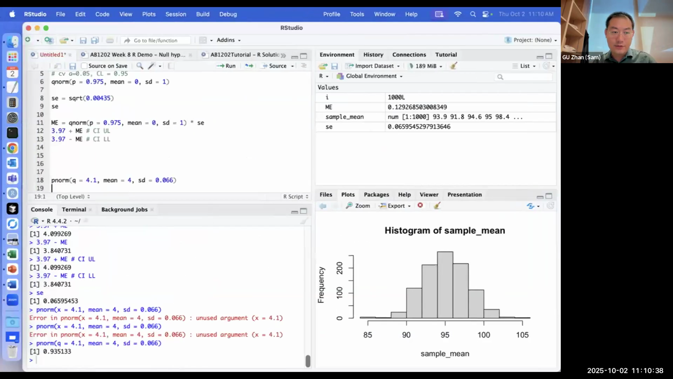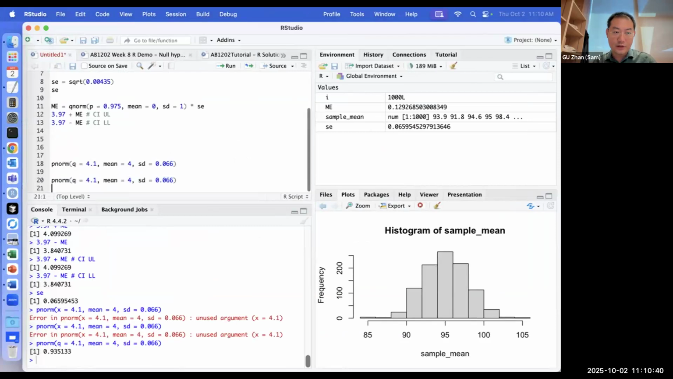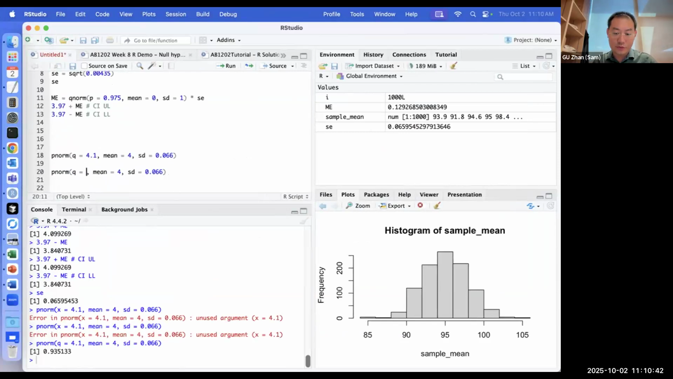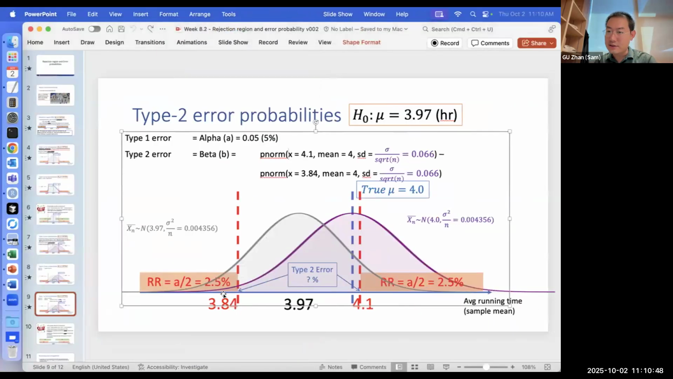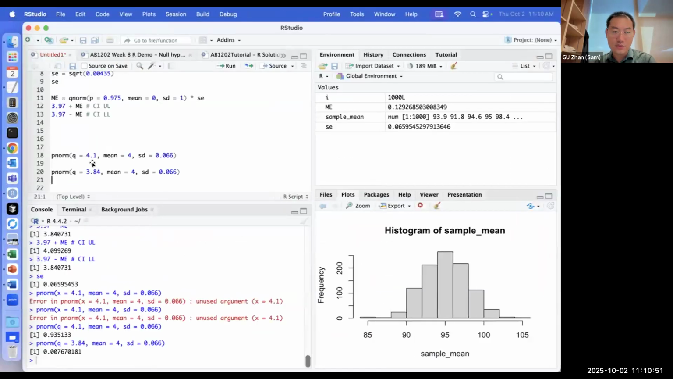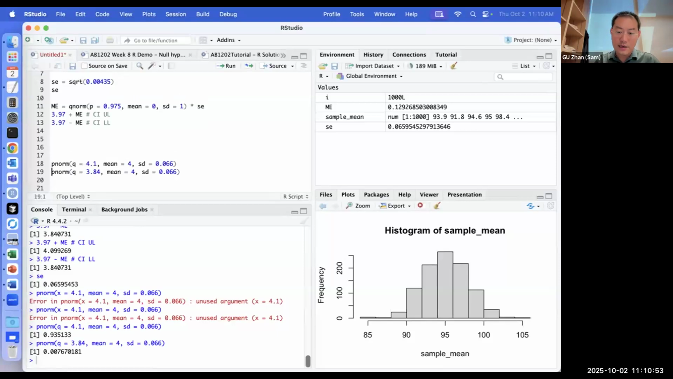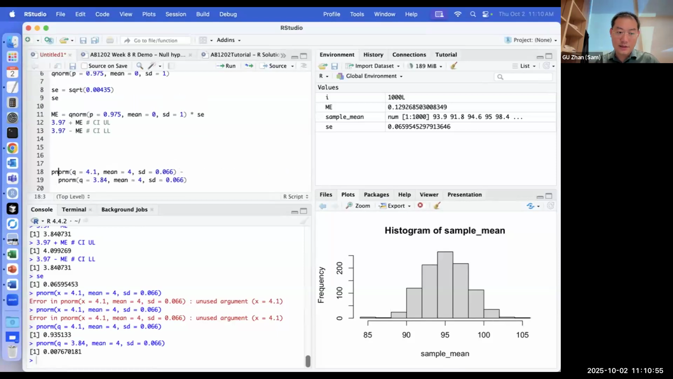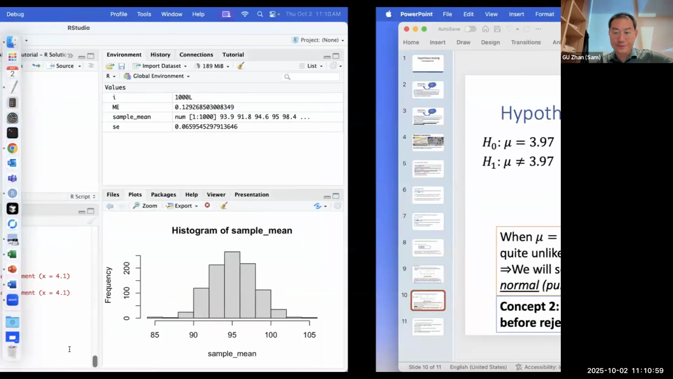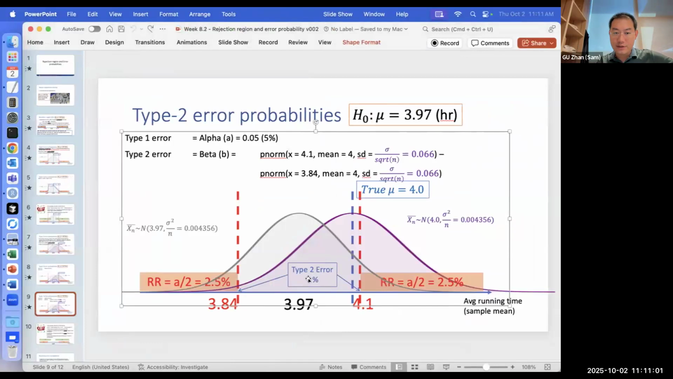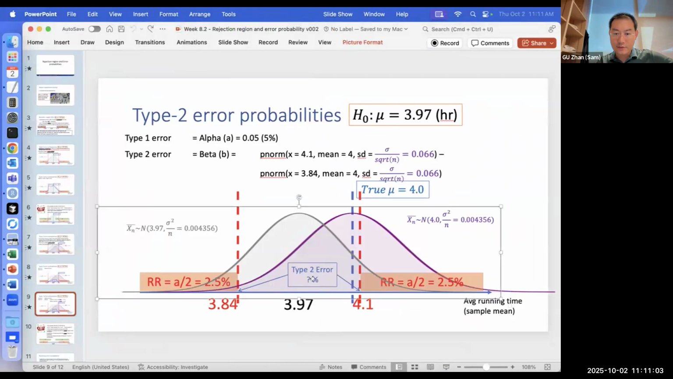Then what about 3.84? Run it. So the area to the left of 3.84 is a small area. Then you use the first one minus the second one. Then you got 0.9274. So the area here will be 0.9274.